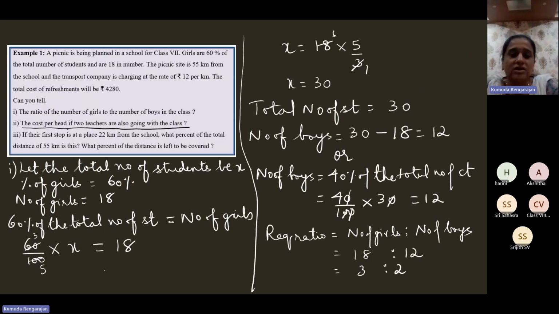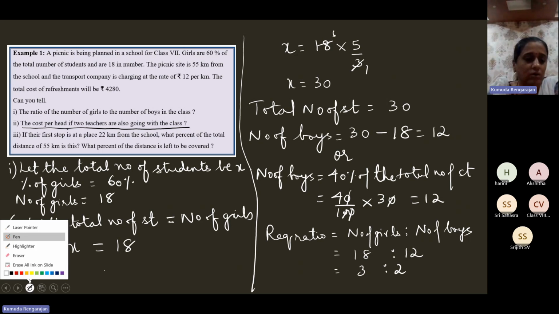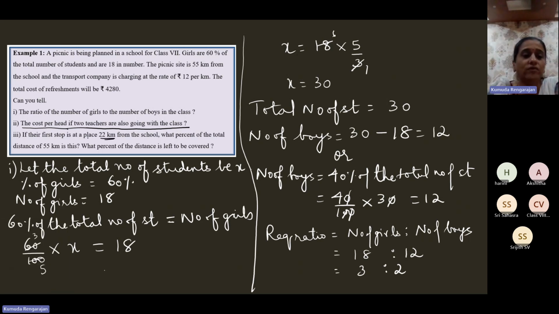The question is, if you see, actually the distance is 110, no? But they are saying you take only the onward distance, the distance to reach the picnic spot. So if you take the total distance as 55 kilometers, what is 22 kilometers for 55 kilometers? If their first stop is 22 kilometers from the school, what percent of the total of 55 kilometers is this? So you must find what percent of 55 is 22.